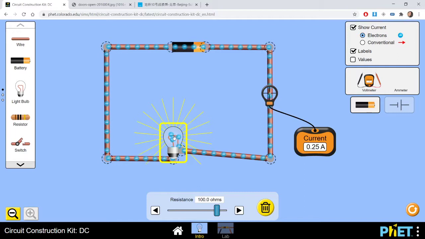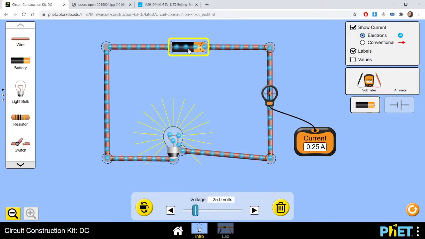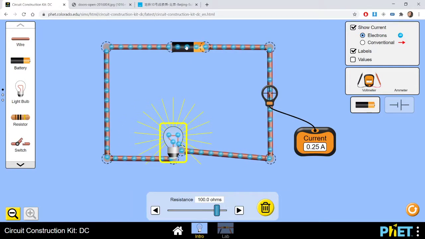So if we know resistance and current, we can figure out voltage. If we know voltage and current, we can figure out resistance. If we know voltage and resistance, we can figure out current. As long as you know two of the things, you can figure out the third one using the equation.